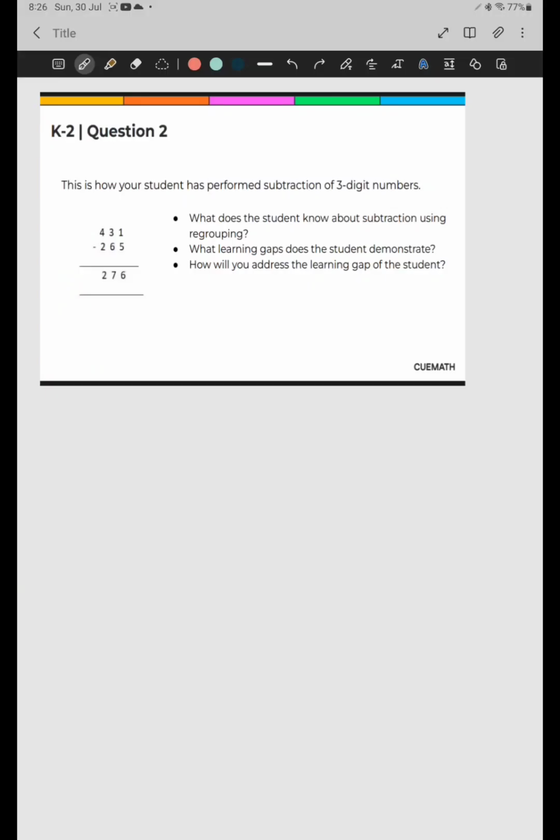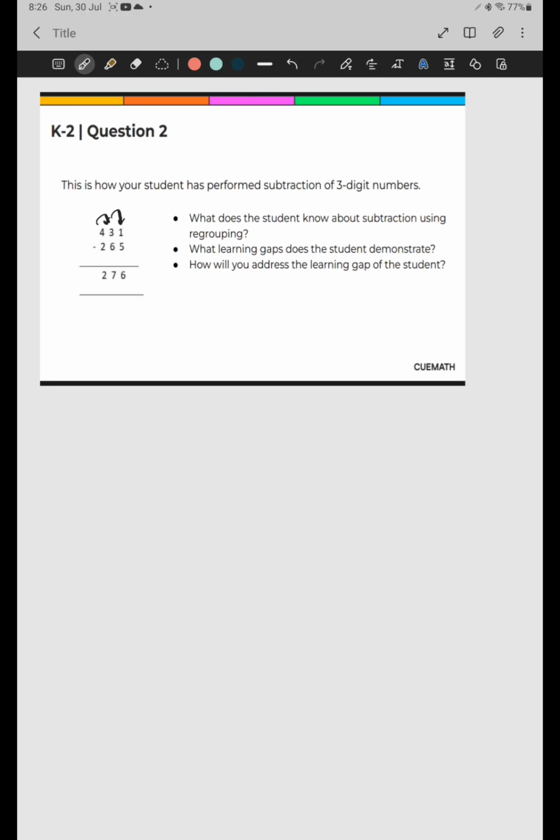On to the video. This is what the student has done: 431, and subtracted 256 from it to get 276, which is incorrect. What the student has correctly done is carried forward the numbers, and done the subtraction but not shown the working.